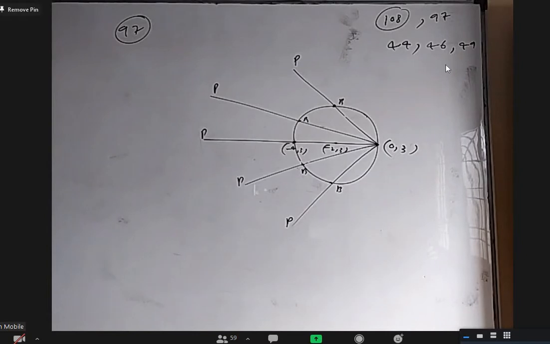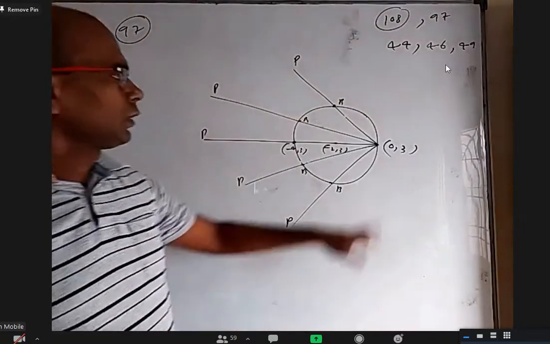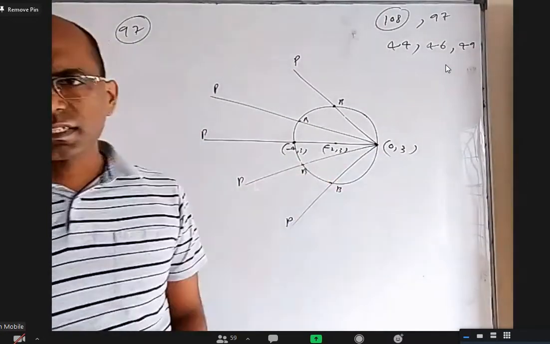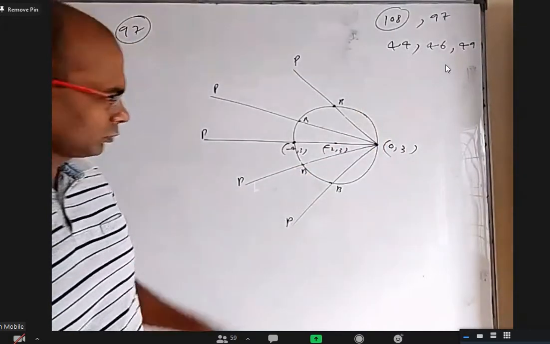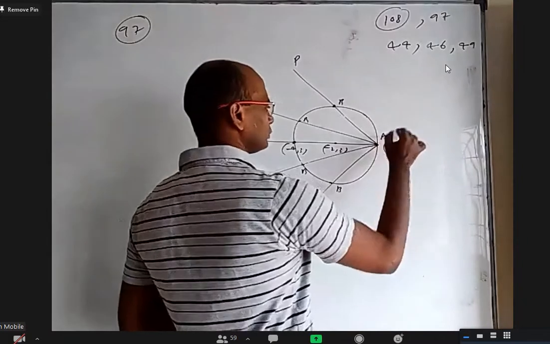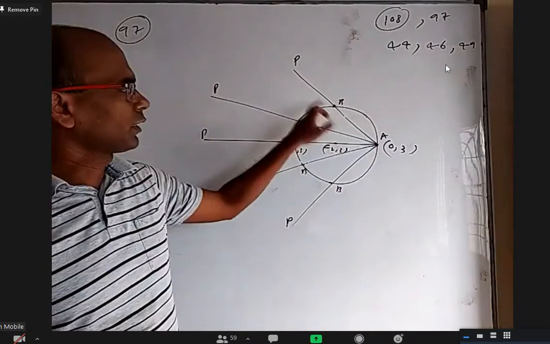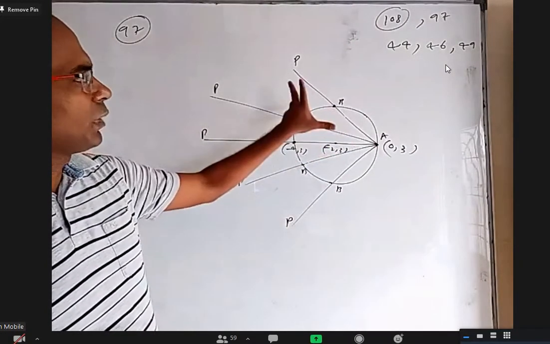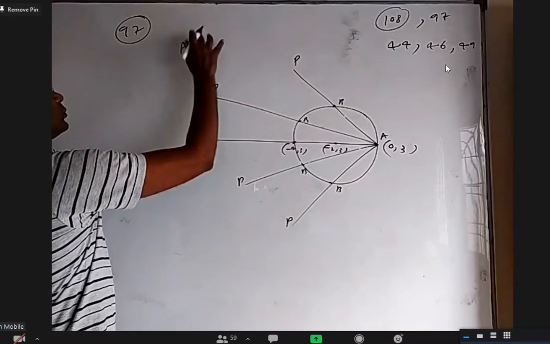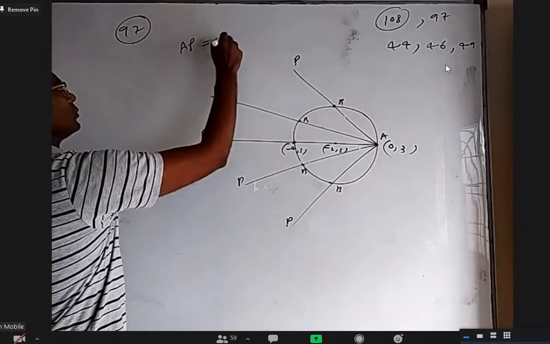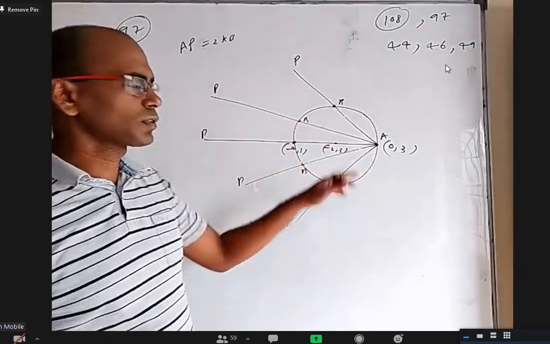Okay, 97. Let me explain the question. There is a circle where (0, 3) and (-4, 3) are the ends of a diameter. Or you can say the center is (-2, 3) and the radius is 2. This point they are calling A. We can take B as any point on the circle and join, that will be chords. Every chord is doubled. This AP should be 2 times AB.